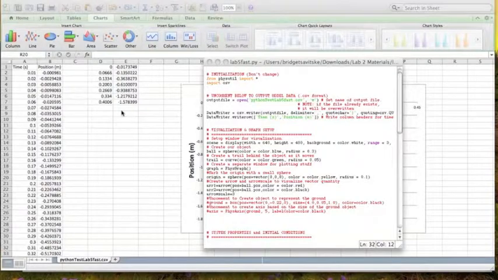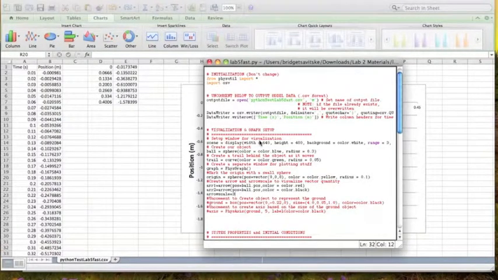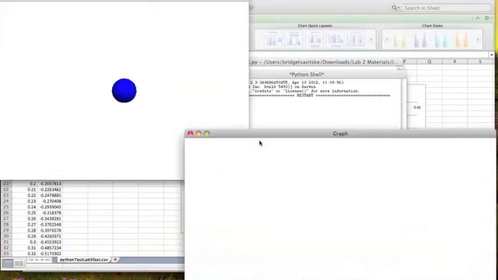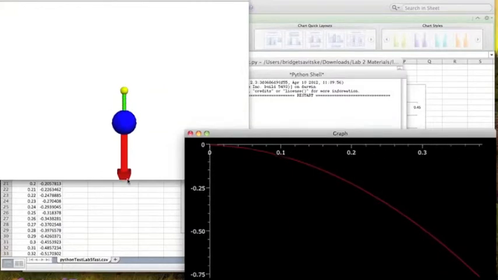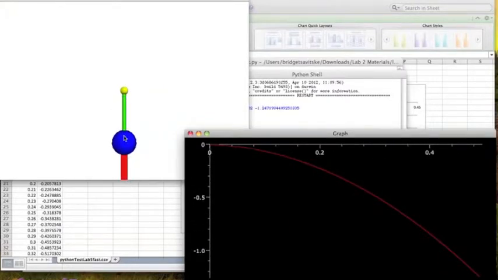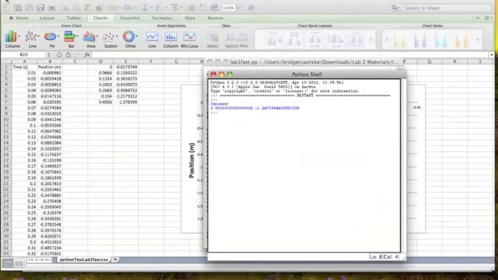This model factors in both drag force and gravitational force. We'll run it. So it falls, gravity acts on it, but we don't see the arrow of drag force popping up because there's not enough time for it to come up. And that is shown also in the graph.